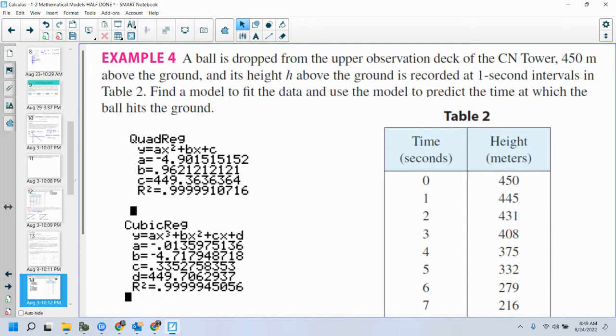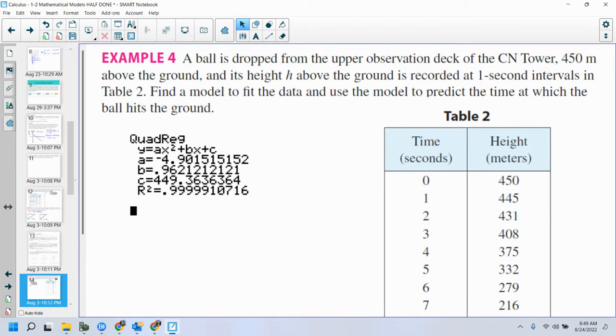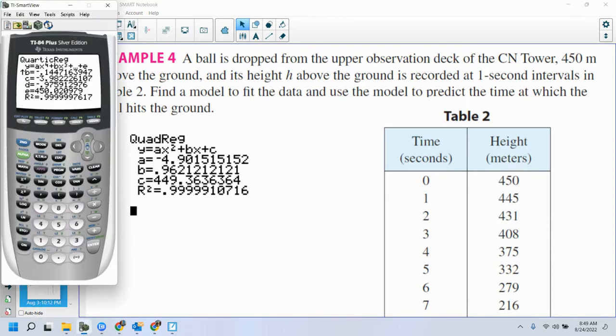So I'm going to kind of cheat because I know prior knowledge here. I'm going to say, let's use the quadratic regression, because I know that the best model for dropping something or throwing something is quadratic. All right, let's do that. Now, I want to know when the ball is going to hit the ground. Am I asked an x value or a y value?